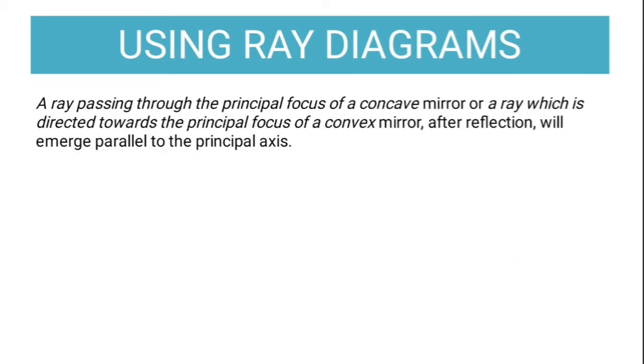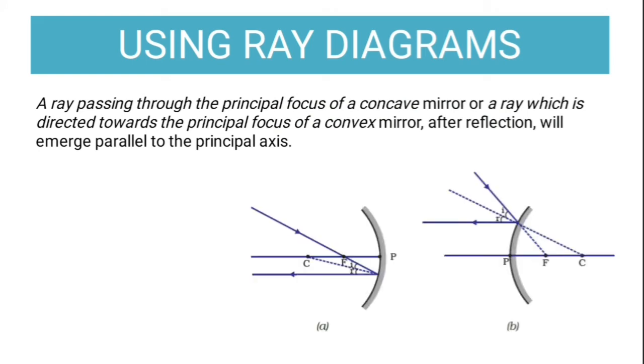Let us see next case. A ray passing through the principal focus of a concave mirror, or a ray which is directed towards the principal focus of a convex mirror, after reflection will emerge parallel to the principal axis. Now this is common for both the mirrors. When ray of light is passing through the focus before reflection, after reflection it will emerge parallel to the principal axis. Similarly with convex mirror also, if ray of light comes and falls on the convex mirror, then after reflection it will emerge parallel to the principal axis. So this is same for both the cases.